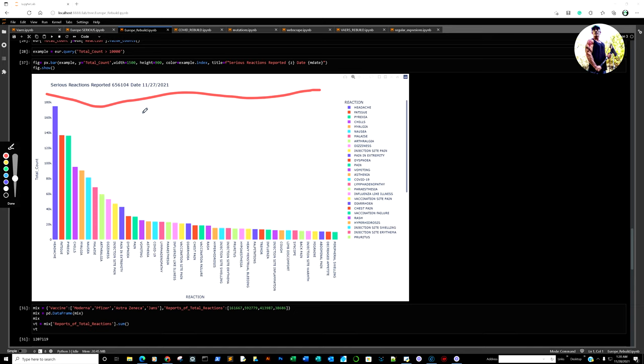Now, total number of reactions. Let me show you this. Check this out. Look at this number right here, 656,104. Now, we just rebuilt this database. Just going to show people an example on how to pull data from the European database. But this amazed me. 656,104.